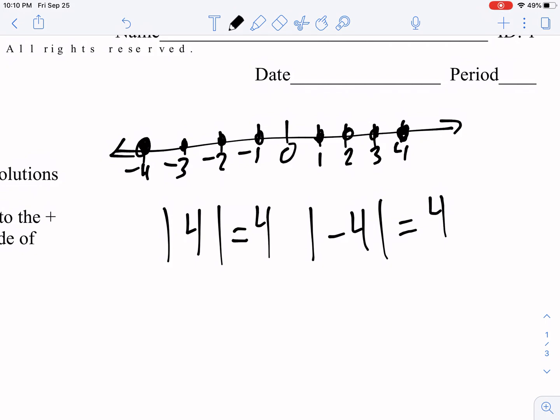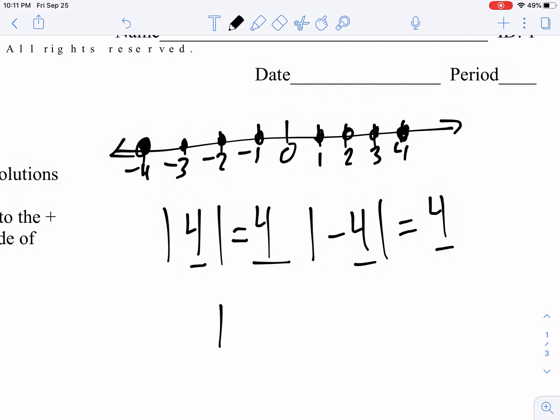Okay? So notice in both of these examples, what is our answer? It's the positive of whatever's on the inside. So the absolute value of 4 is 4, and the absolute value of a negative 4 is 4. Well, why is that? Because distance is positive. So we're always going to get a positive value when we take the absolute value of our number, okay? So the absolute value represents the distance away from 0.